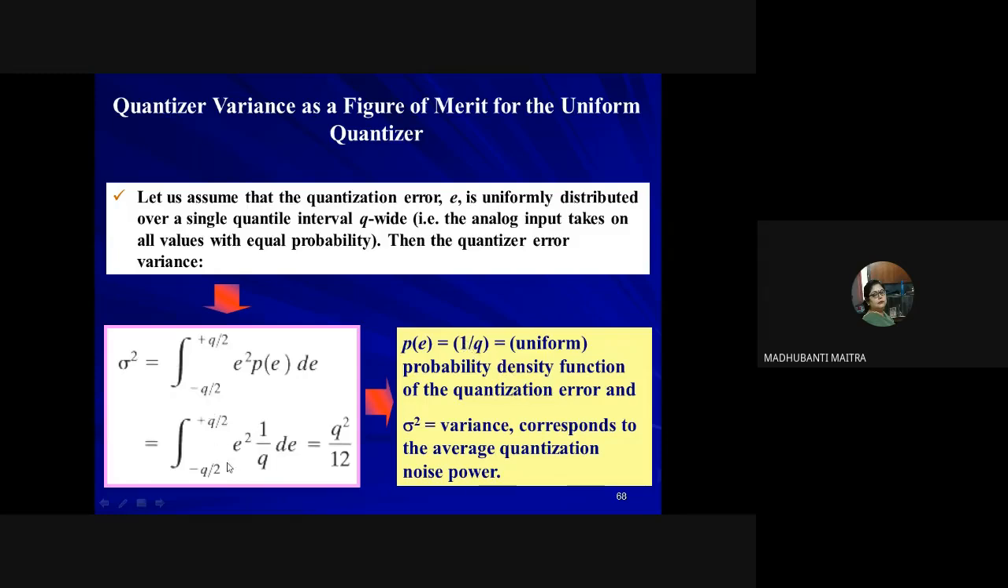So here we'll get integration. If you want to find out this variance, that will be integration from minus q by 2 to plus q by 2 of e square into 1 by q de. And if we perform this integration and put the limits, then the quantization error variance will come out to be equal to q square by 12. Please check.